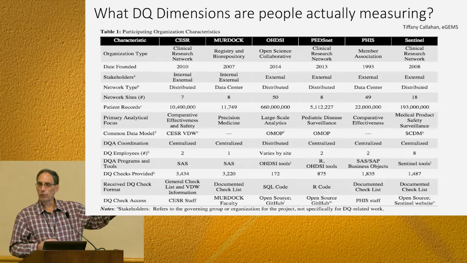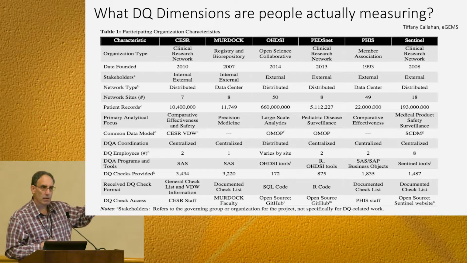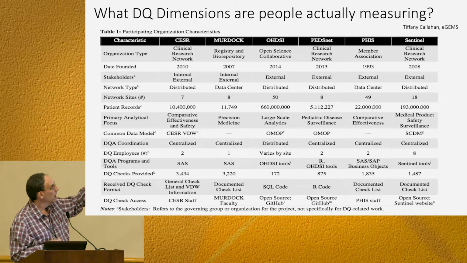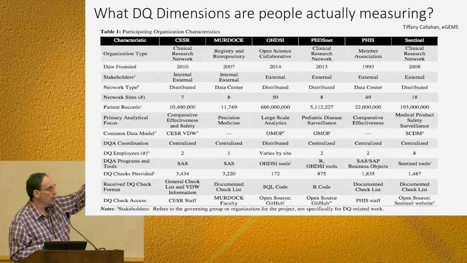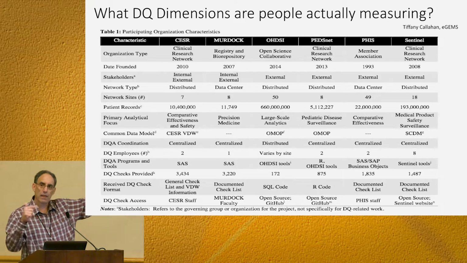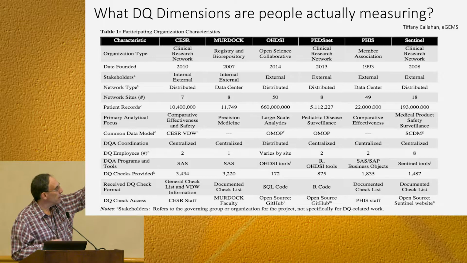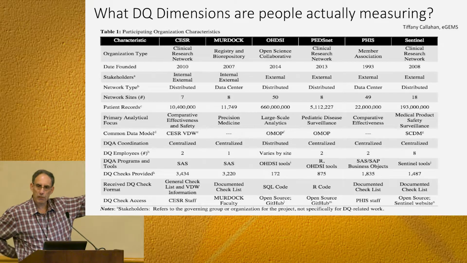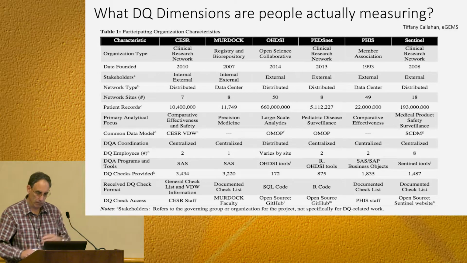data quality rules from 6 networks. CESR is the Kaiser Quality Network's extension of the HMORN. MURDOCK is a very large observational clinical trial. OHDSI, so this was the then-current state of Achilles. PEDSnet, which you'll hear from Anya a little bit later. PHIS is the Pediatric Health Information System, and Sentinel from a number of years ago.